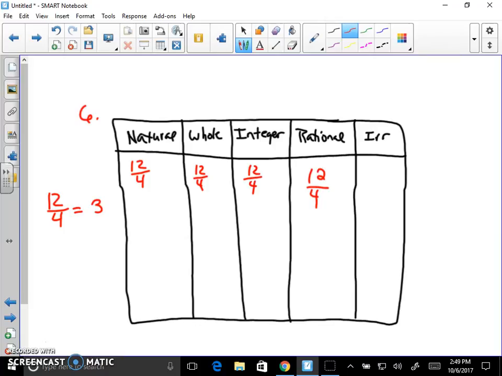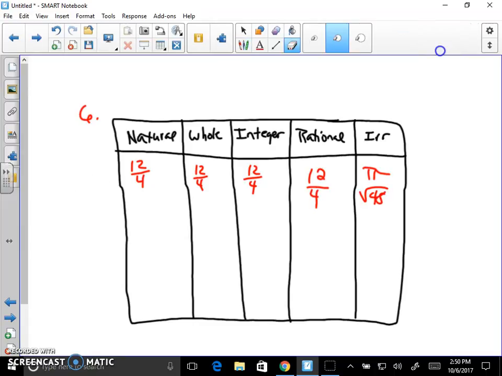Okay, so now we're going to look at, oh, I skipped pi, so let's go back to pi. Let's look at pi. Pi, it's irrational, so it goes here. And square root of 48. Well, is the square root of 48 a perfect square? That's the question. No. So it goes here. If it were a perfect square, then I'd simplify it and see what it was.